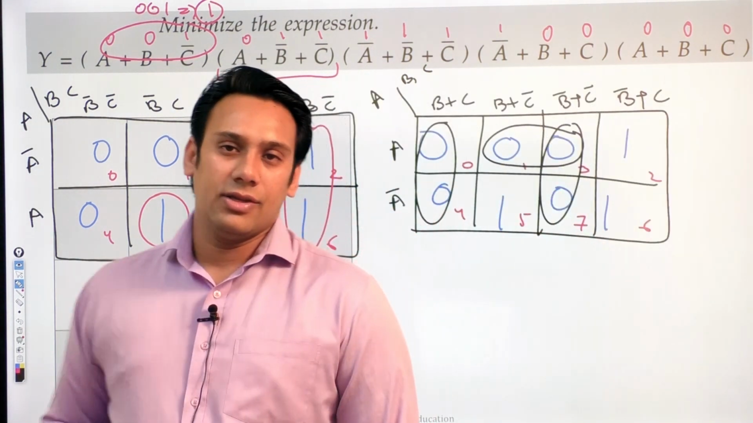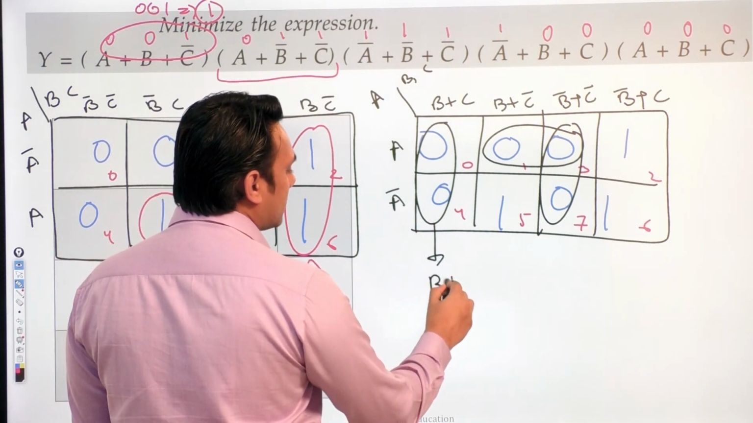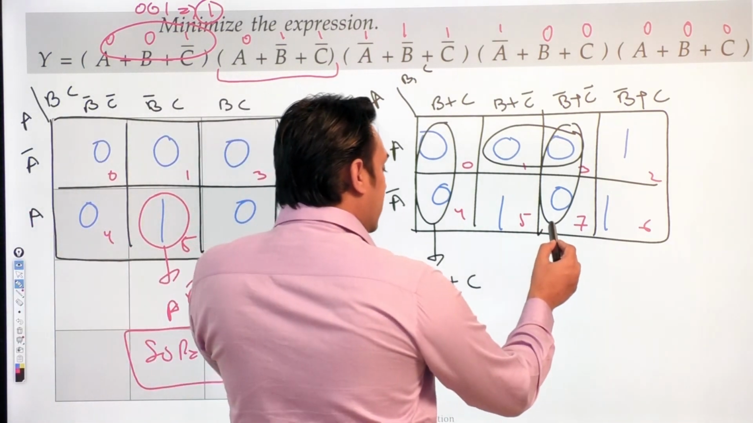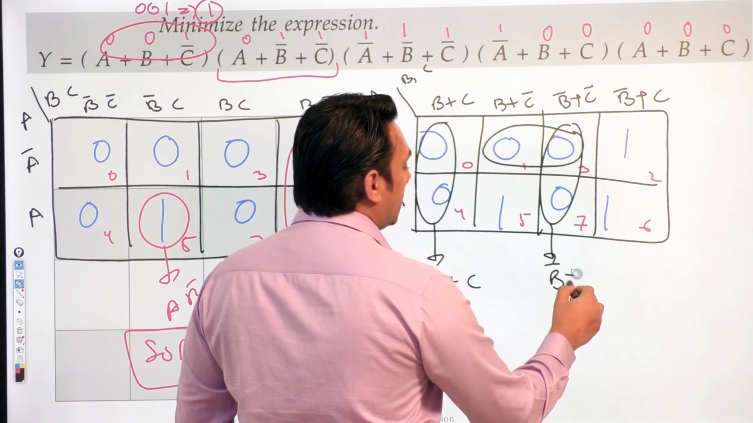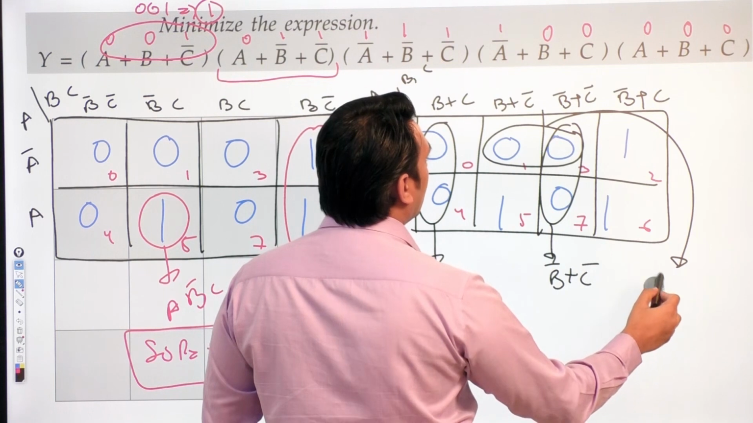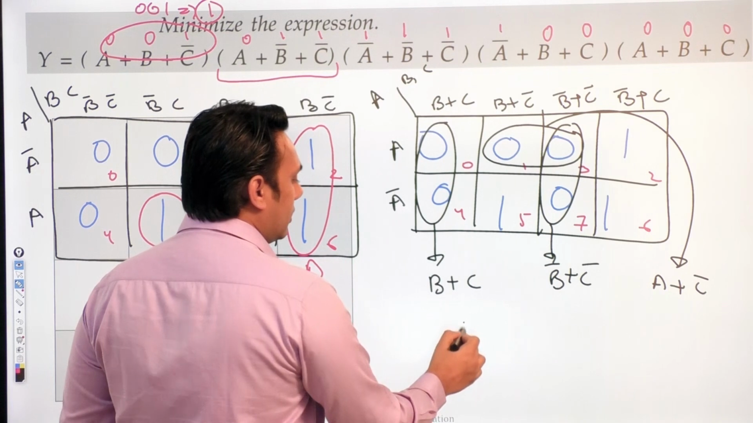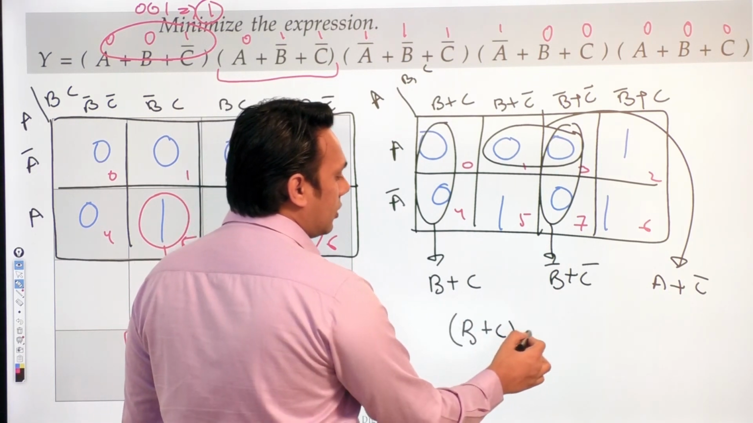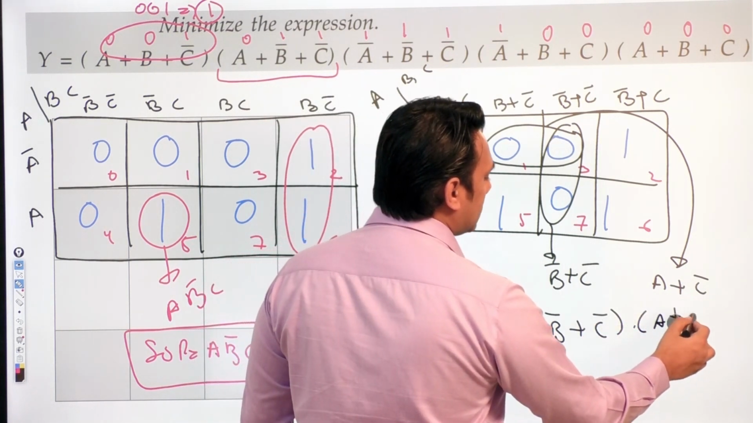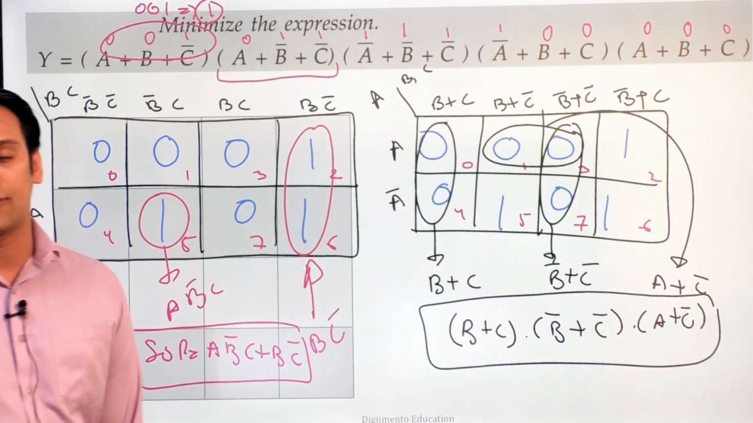Right? So if it is clear, now you can see I can write this as B plus C. I can write this one as B complement plus C complement, and I can write this one as A plus C complement. Therefore, your product of sum expression will be B plus C dot B complement plus C complement dot A plus C complement. So this is representing your product of sum, POS expression.